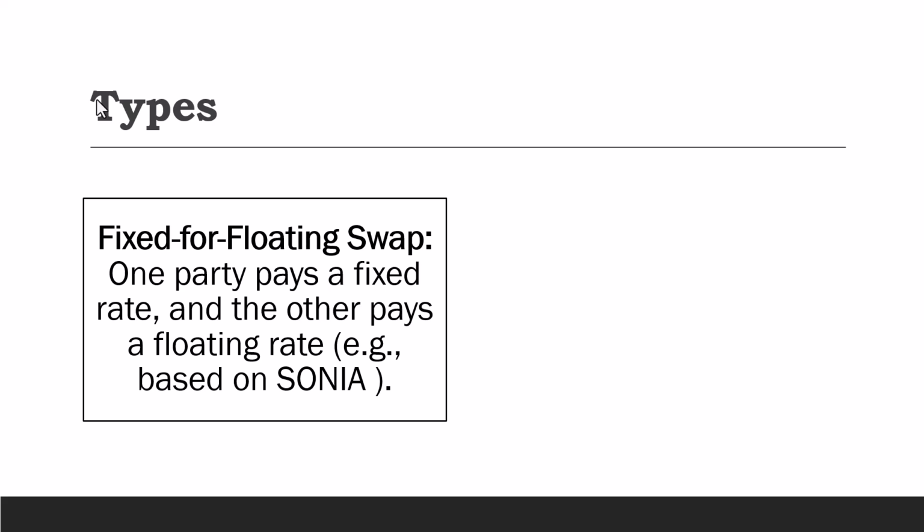SONIA को पहले क्या था? LIBOR, London Interbank Offered Rate, or MIBOR, which is Mumbai Interbank Offered Rate, or TIBOR, which is Tokyo Interbank Offered Rate. Similarly, we have rates all over the world. So what is the problem with those LIBOR, TIBOR, MIBOR? Why did it lead to a change into a new format?